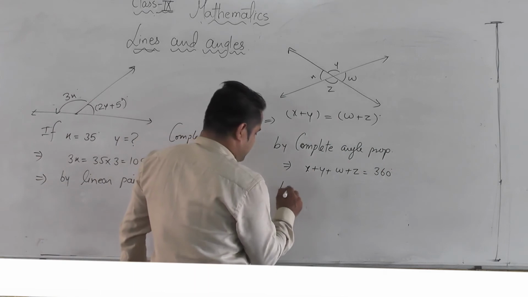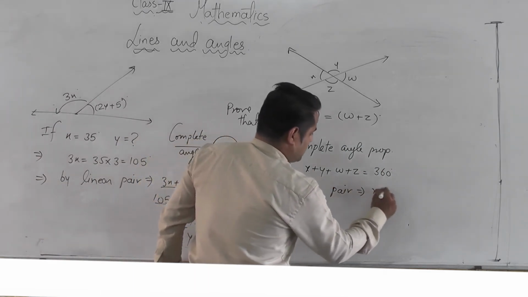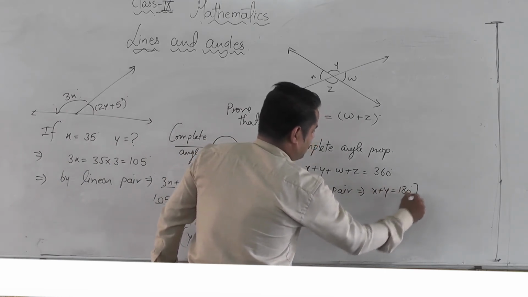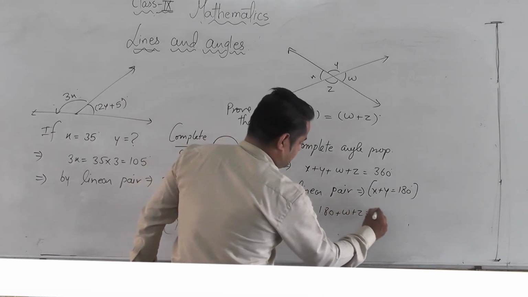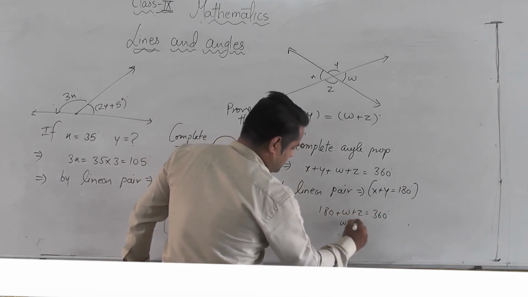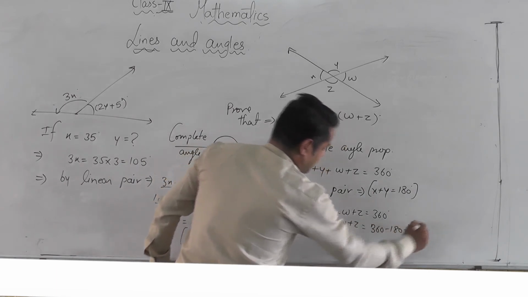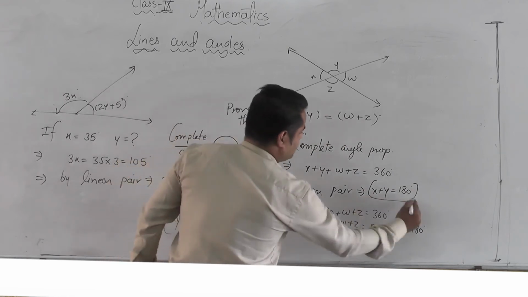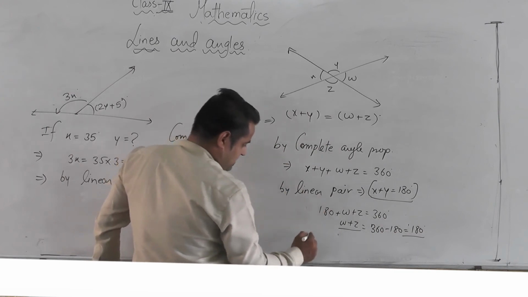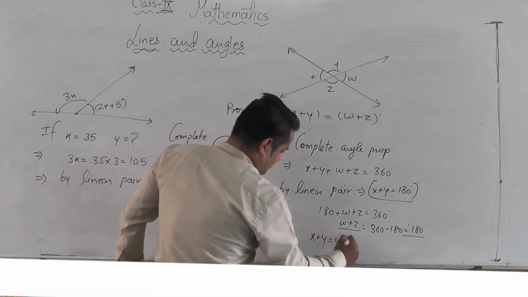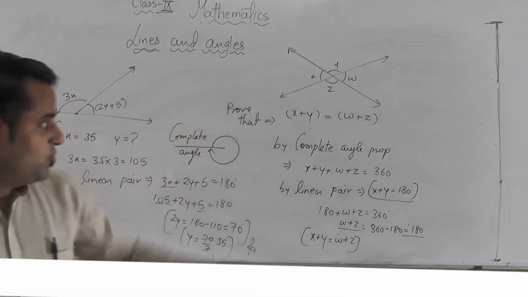Okay. And by linear pair, here we can use that linear concept. This x plus y is equal to 180, so that we are keeping this value here. So that 180 plus w plus z is equal to 360. So that w plus z is equal to 360 minus 180, which equals 180. Since x plus y is also 180, w plus z is also 180. So by comparison, x plus y is equal to w plus z. That's how we will prove that. Okay, x plus y equals w plus z.